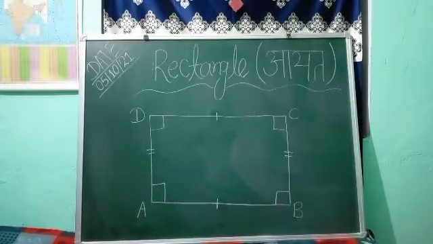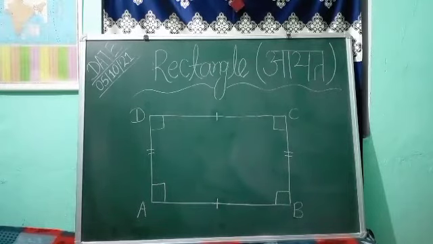A rectangle is a type of quadrilateral that has its parallel sides equal to each other and all the four vertices are equal to 90 degrees. Hence, it is also called an equiangular quadrilateral. Since the opposite sides are equal and parallel in rectangle, therefore it can also be termed as a parallelogram.